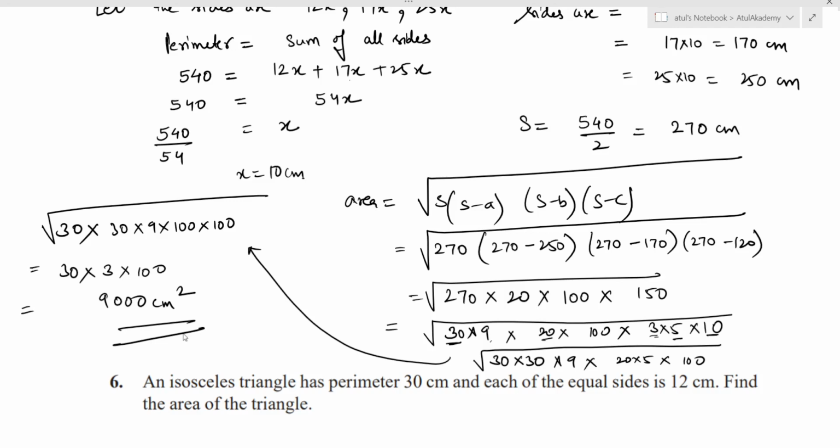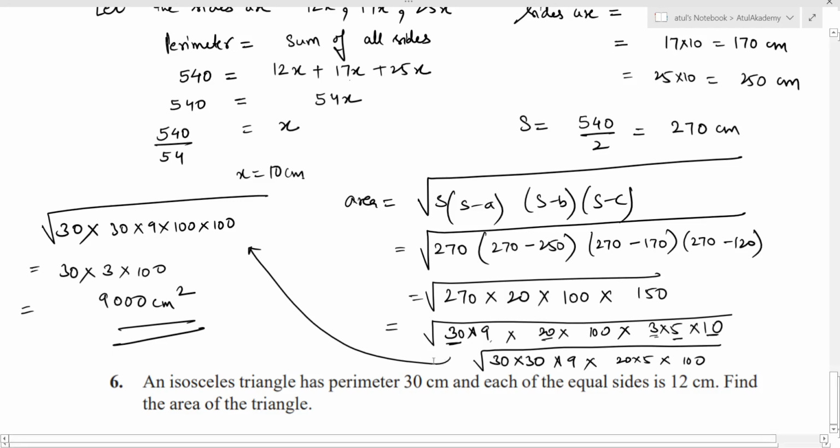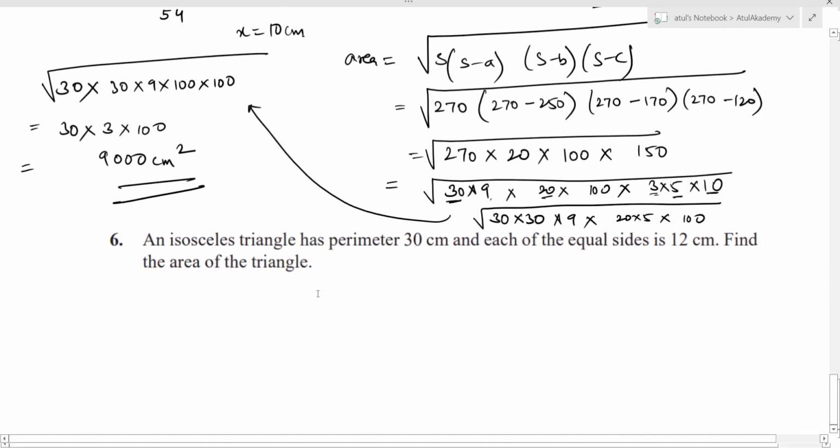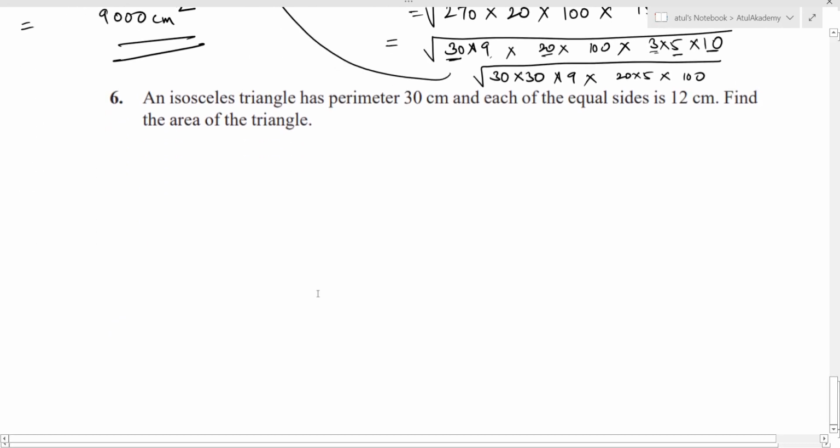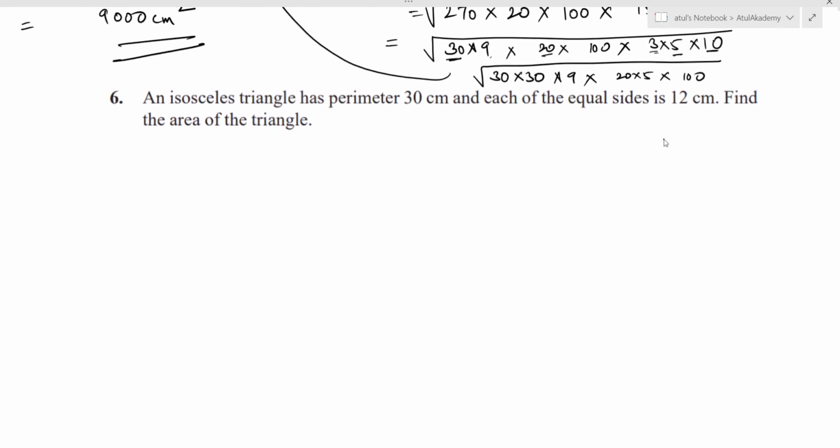Got it? Fine. You need to make pairs on your own, so you can decide how you make it. There are different ways of breaking it up. Okay, students? I hope this is clear. Now let's move to the last question of the exercise. Now we have an isosceles triangle. Isosceles triangle, you all know it has two sides equal. Okay. So the equal sides are given to us.